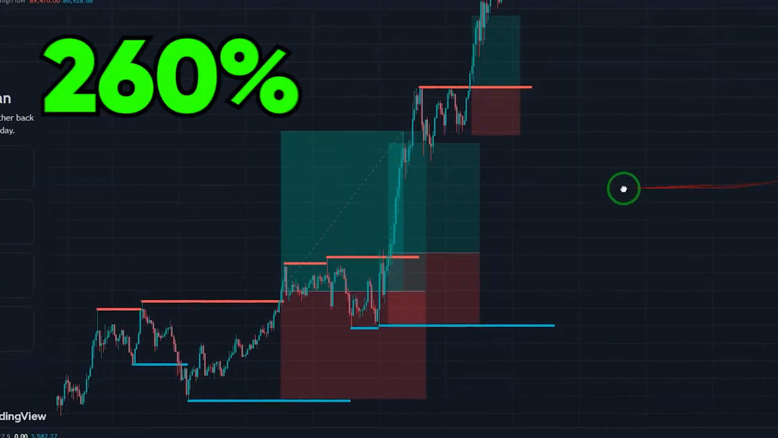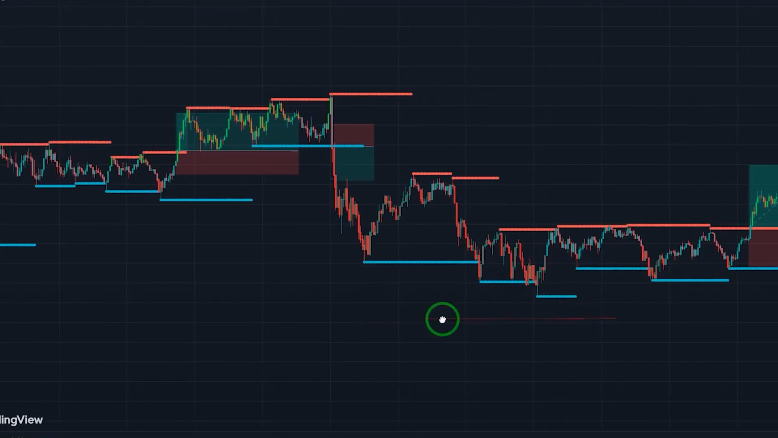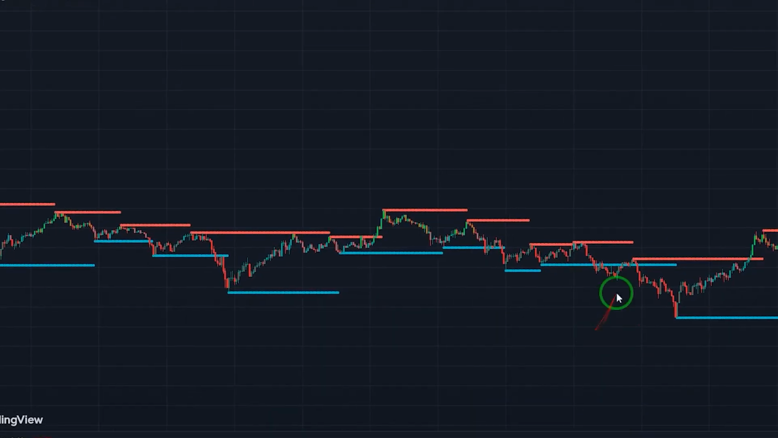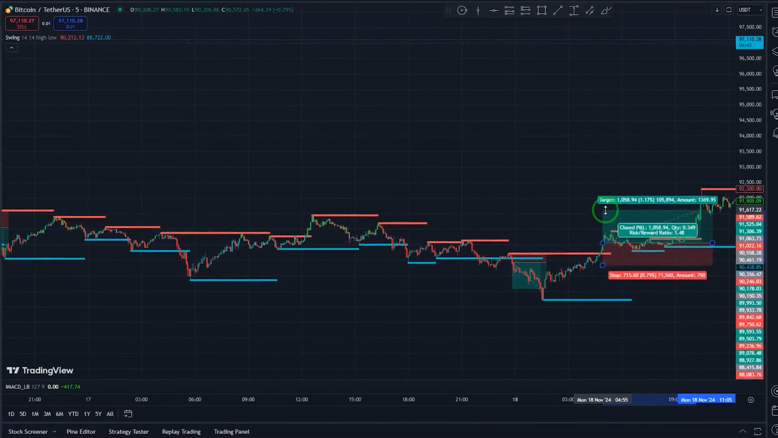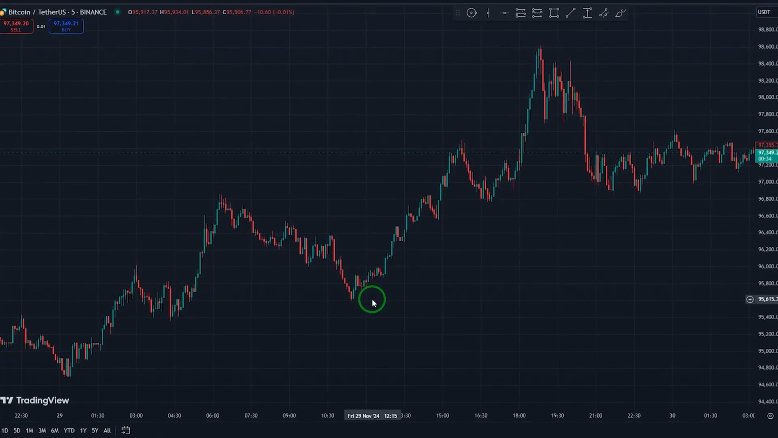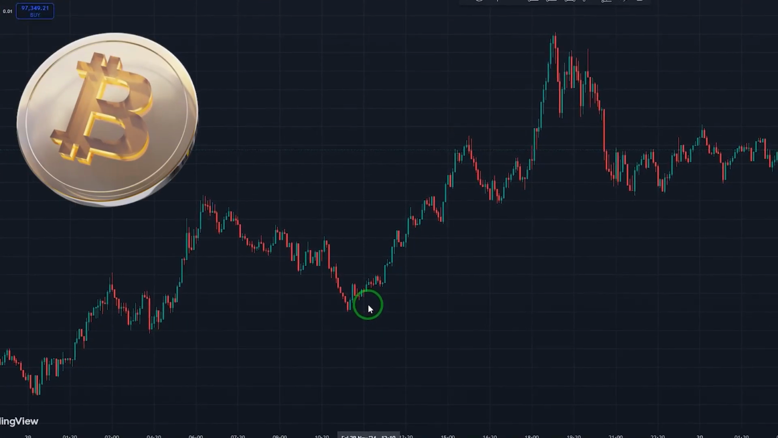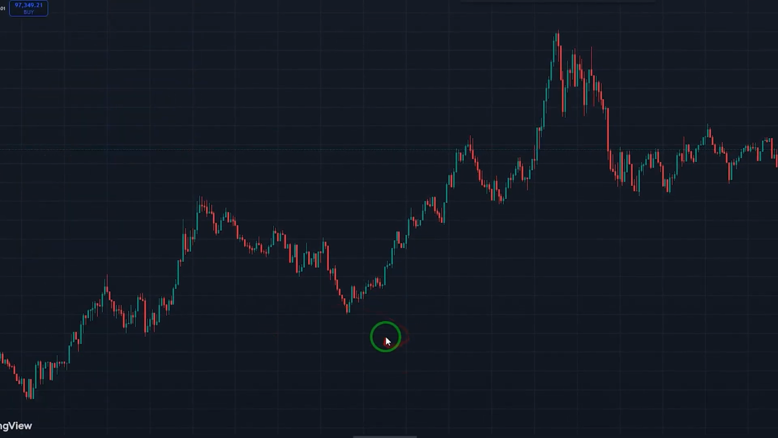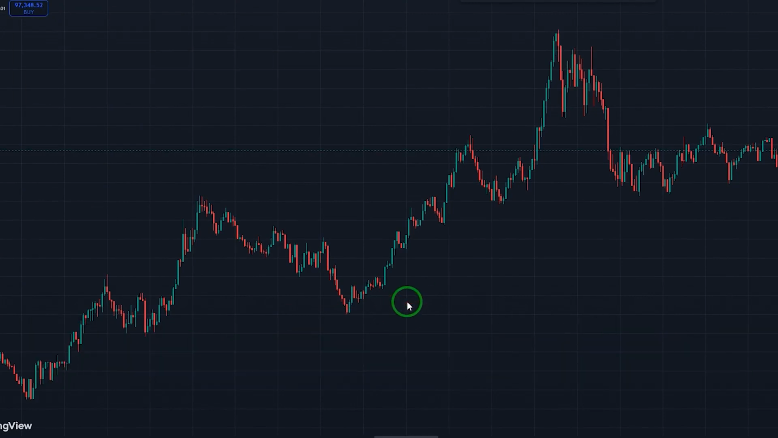Just imagine a 260% profit in less than 9 weeks with an excellent win rate and a risk that's almost close to zero. Are you ready to learn this amazing strategy? Hello guys, today I have a scalping strategy for you that you can easily use on Bitcoin and make the most of market fluctuations. If you're looking for a practical and profitable method, this video is just for you.